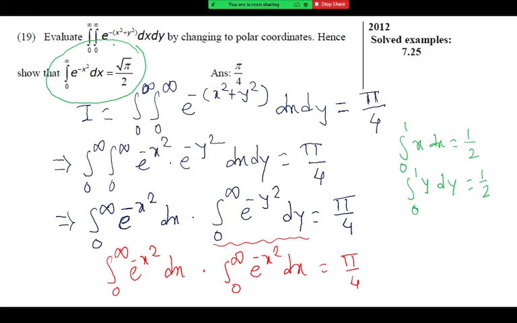So tell me if you've done this. There are two small examples after this, and then we'll finish this double integration. The next two examples are simple now. Are you completed? Yes, sir.